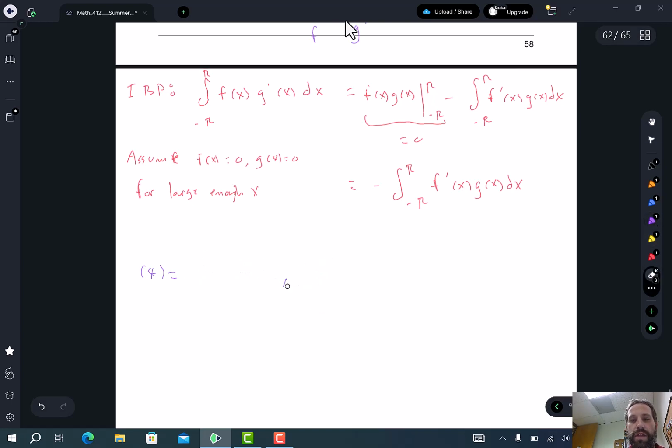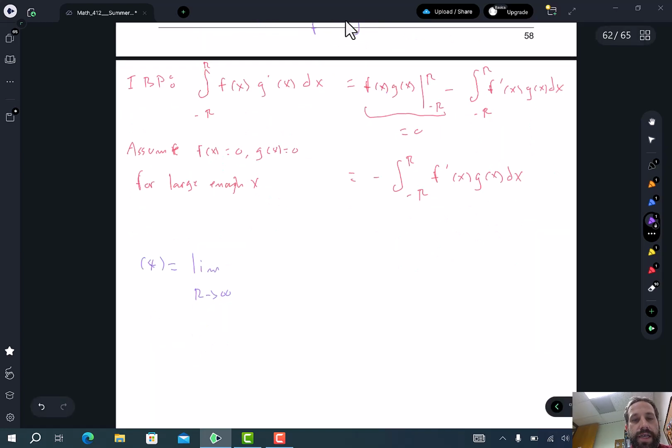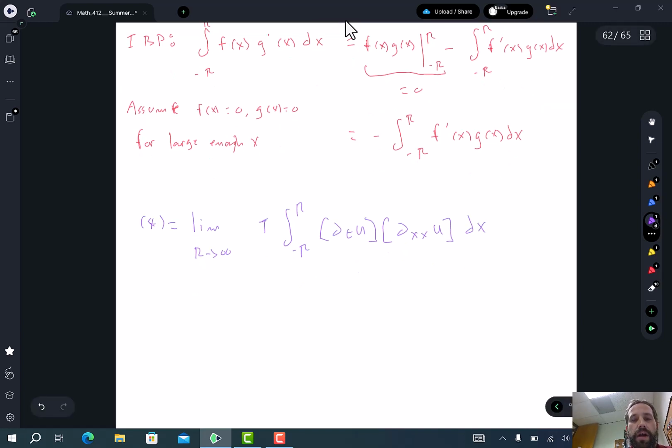Remember, I'm going to be a little careless with how I'm defining the improper integral, but this is equal to the limit as r goes to infinity, of the integral from minus r to r of the t derivative of u times the x derivative of u dx. Okay, and again, I'll just rewrite what I had above.